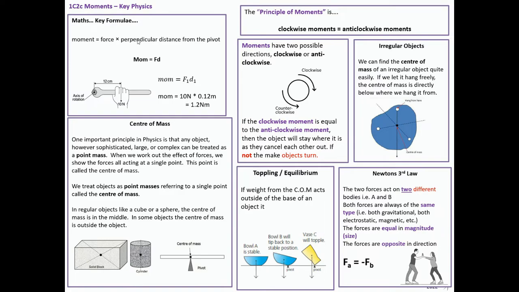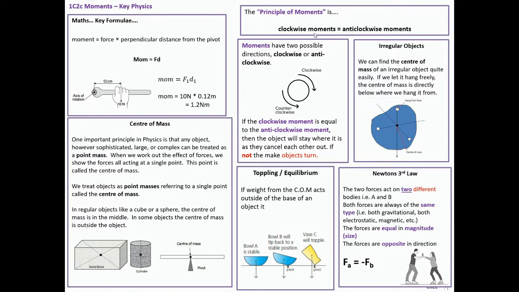So moment is force times perpendicular distance from the pivot. Just like this picture here, perpendicular means basically 90 degrees. So there's my pivot point, 12 centimeters, would be 0.12 meters. 10 newtons is how much I pull down with. So 10 times 0.12 gives me 1.2 newton meters. That is your turning effect. If I move the hand away from the pivot point, I will get a bigger turning force. I could also apply a bigger force there, and that would provide a bigger moment.